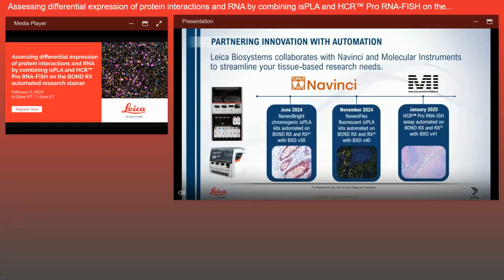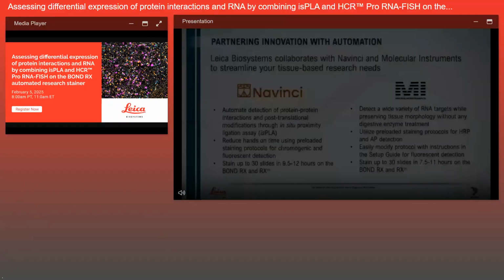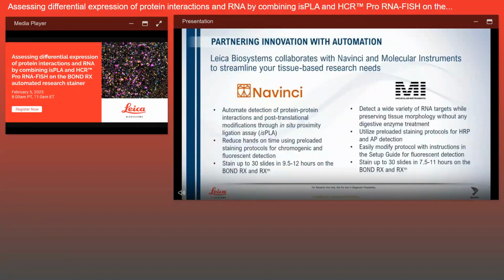Information for updating to these BXD versions from your current BXD version can be obtained from your local Leica field applications specialist, as well as instructions listed in the BondRx IFU for how to update. And these BXD updates exist on the Leica Life Sciences website. Joseph at Molecular Instruments and Sara with NaVinci will go into greater detail about each of their technologies.